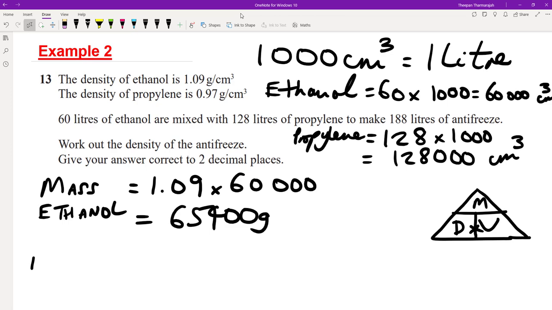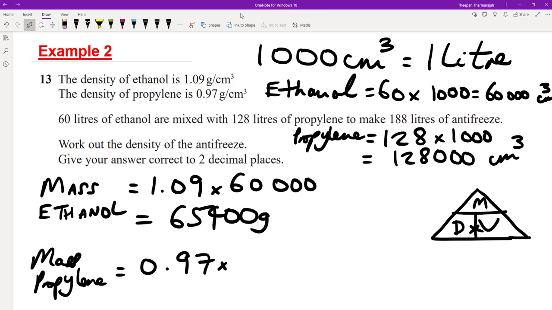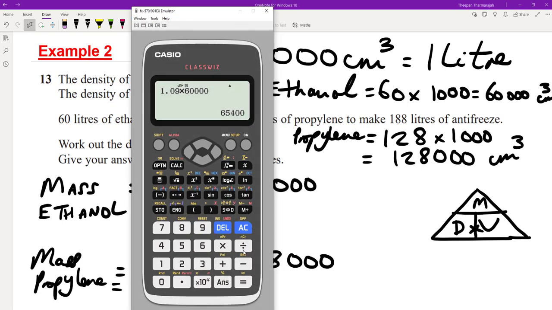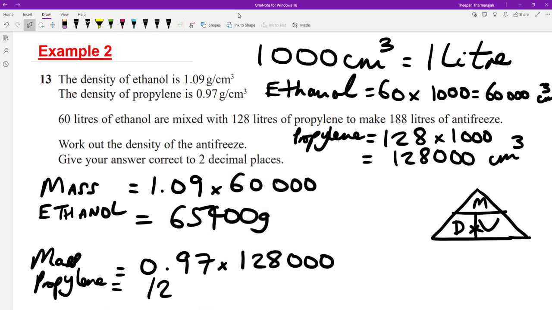That's in grams. Now we want to find the mass of propylene. So that's going to be its density, 0.97, times its volume, which you know is 128,000. So that's going to be 0.97 times 128,000, and that will give me 124,160. 124,160 grams.